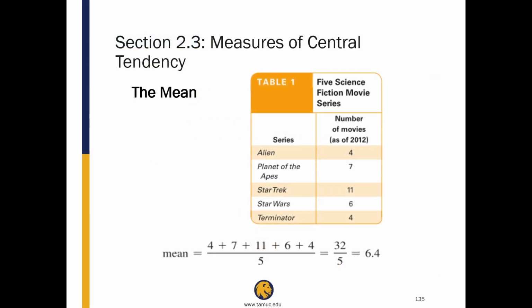The first way we do this is by doing the mean. And so the mean is one way we often use in daily life for measuring the average. This example here shows the number of movies in different sci-fi franchises. A little bit out of date because it's as of 2012, but the idea for the mean is to add together the frequencies divided by the number of categories or values. So here they would add up 4 plus 7 plus 11 plus 6 plus 4 divided by the number of categories, which there are 5. And that gives us a mean equal to 6.4.